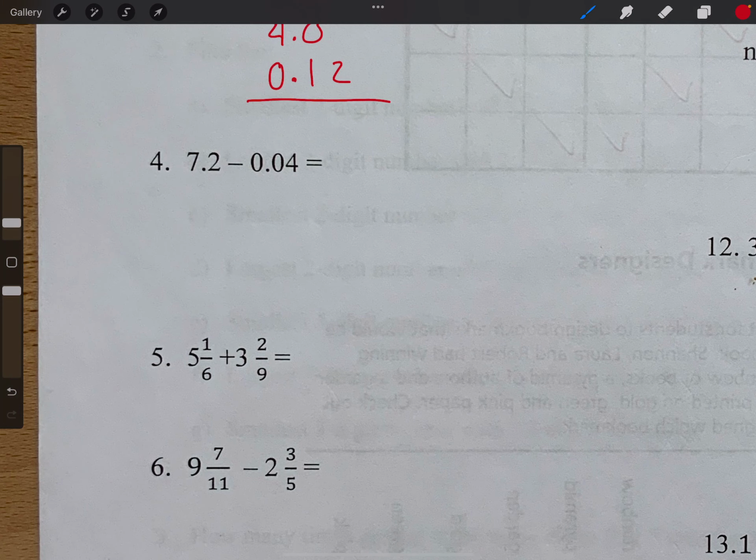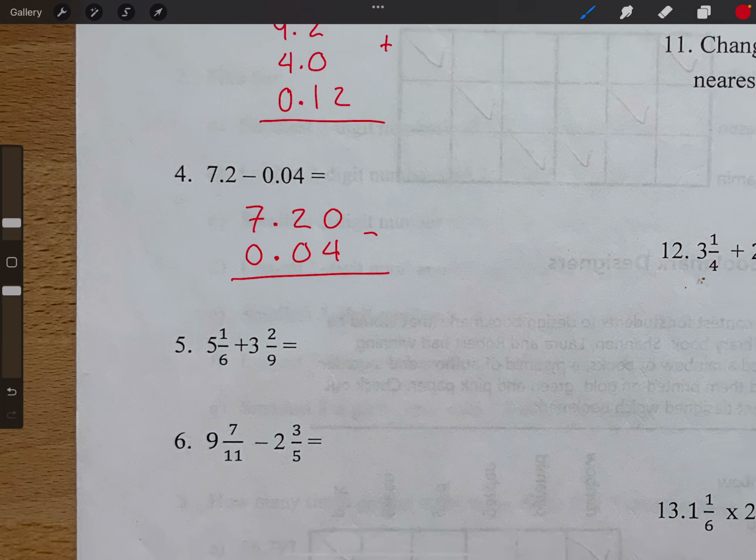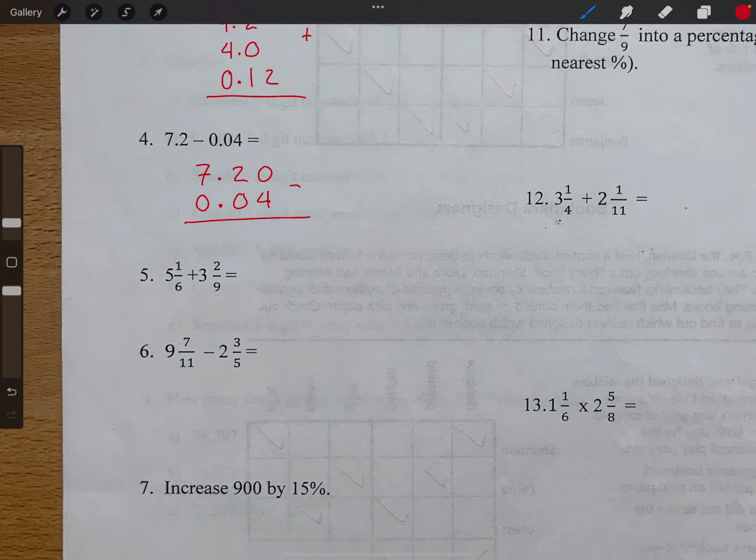Next one, we're going to subtract. So we're going to make sure the decimal's in the correct column. So 7.2 take away 0.04. Now, this one doesn't have any number here, so what we're going to do is put a 0 there, and do a subtraction, get the answer.